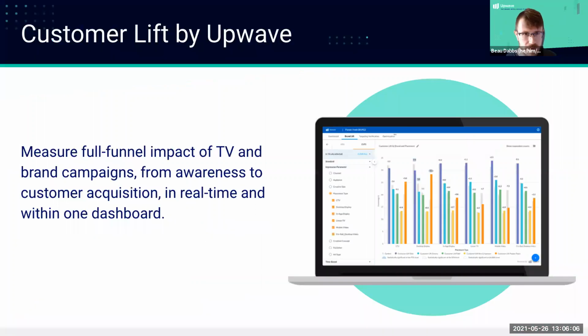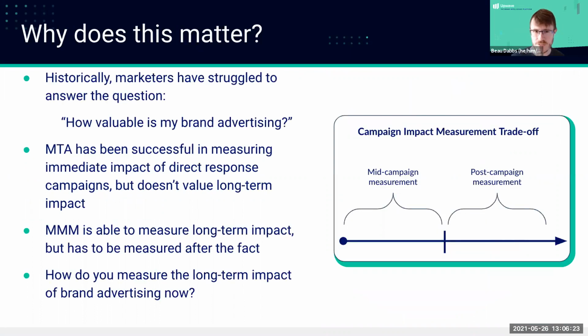Thanks, Ken. All right, as Ken said, today we're going to be talking about Upwave's new metric, customer lift. And so this metric allows brands and advertisers to measure the full funnel impact of TV and brand campaigns from awareness to customer acquisition in real time within one dashboard. So historically, marketers have struggled to answer the question, how valuable is my brand advertising? And metrics like MTA have been successful in measuring the immediate impact of campaigns, but aren't able to capture long-term impact. And then something like MMM, on the other hand, is able to measure long-term impact, but has to be measured after the fact. So how do you measure the long-term impact of brand advertising now?